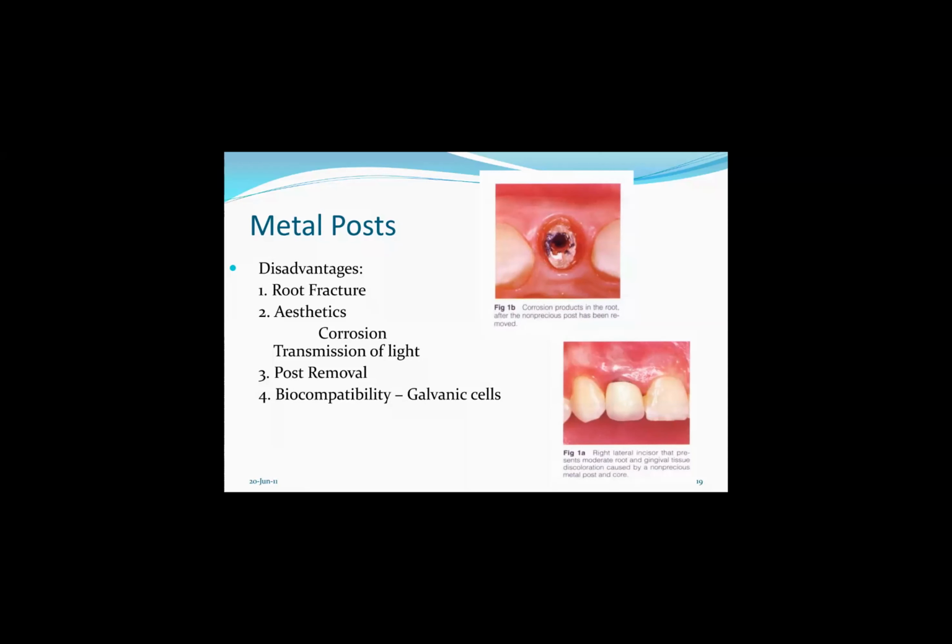Obviously, it's going to give rise to corrosion products. Post removal in certain cases is difficult, especially if you've used, say, a glass ionomer cement to lute the post. We will be talking about the cementation protocols ahead as well. It becomes a little difficult to remove. And of course, biocompatibility is a factor because of the principle of galvanism.